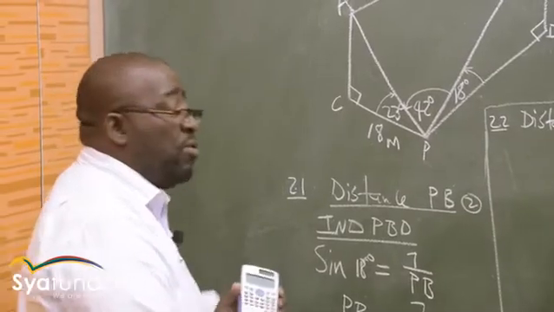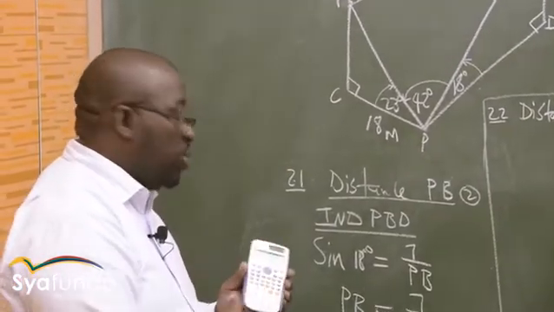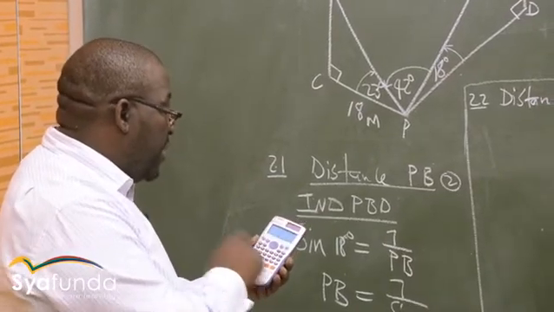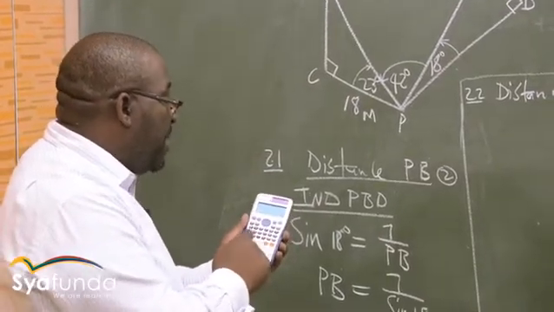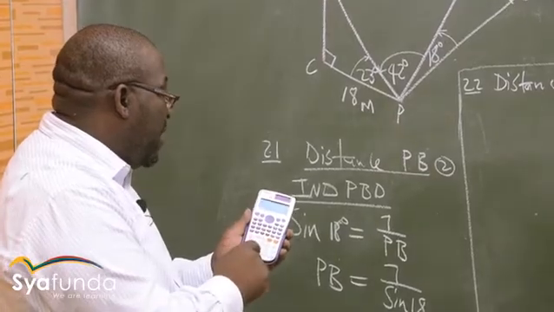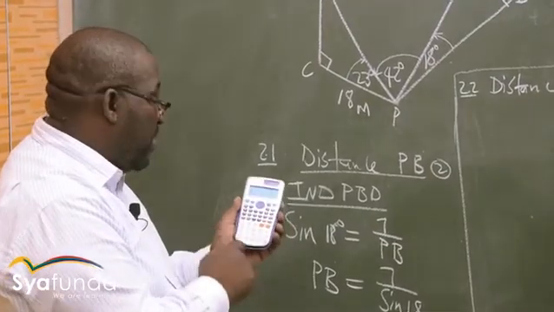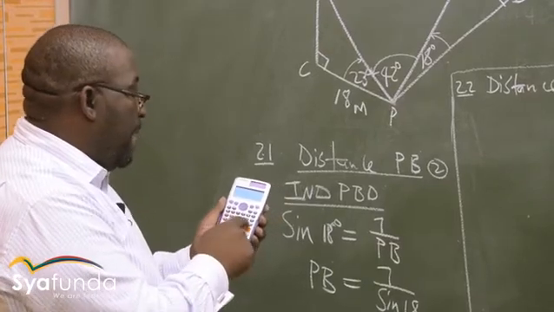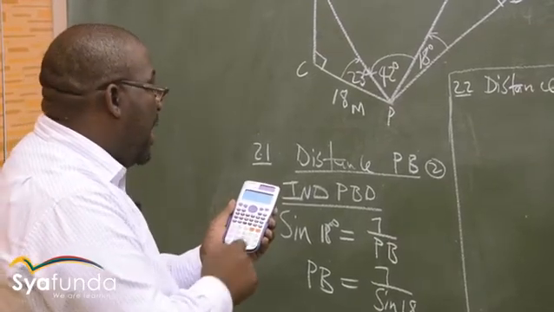Make sure that you punch it correctly. If you want to get it wrong, you punch your calculator wrongly. So this is a fraction. We've got 7 on top, we take it down, divided by sine of 18. Make sure that you push it correctly. Sine of 18 degrees. What is the answer?